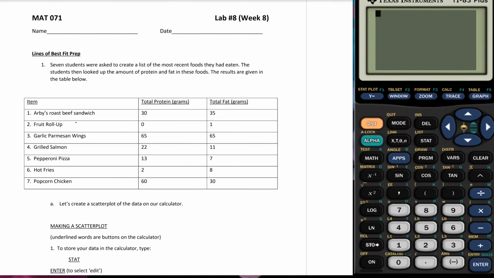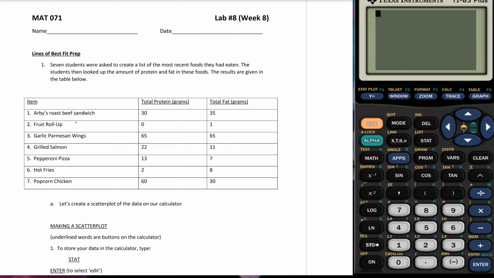All right, class, welcome to week 8, lab 8. For this lab in particular, it's going to be very calculator heavy. So if you do not have it out already, go ahead and get your TI-83 because we're going to be using it in every way today.